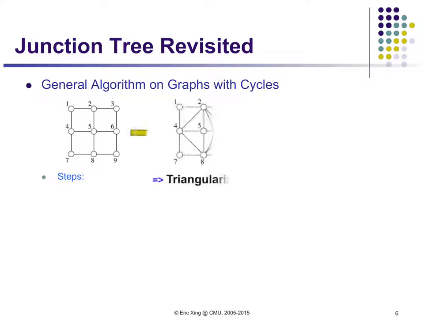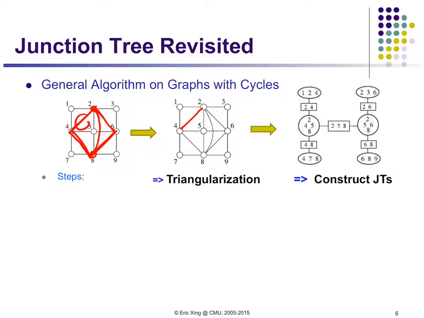So basically I have to convert this. For this graph, this is a loop, but there is no chord, so I'm just going to connect them through this node. And then when I have this, I have this loop, right? But there are two nodes here that are not connected to each other through a chord. So I have to introduce a new chord and so on and so forth. And then from that, I get the junction tree.